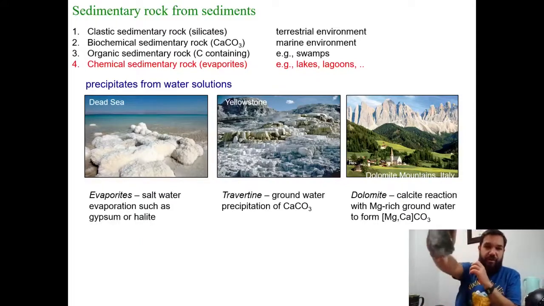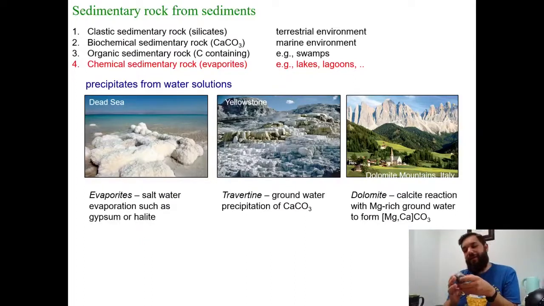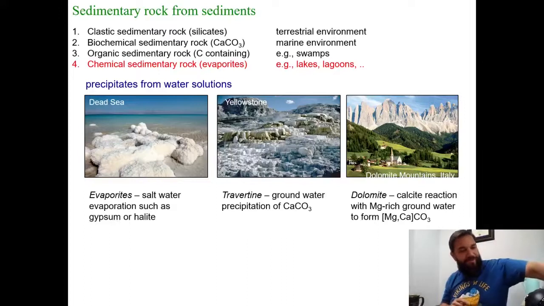So rock salt, halite, is a good example. You could lick this. I already did, and I won't lick it again. But this is a pure rock salt, right? It forms from precipitates out of the ocean.